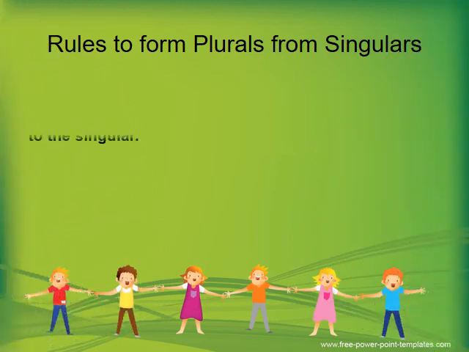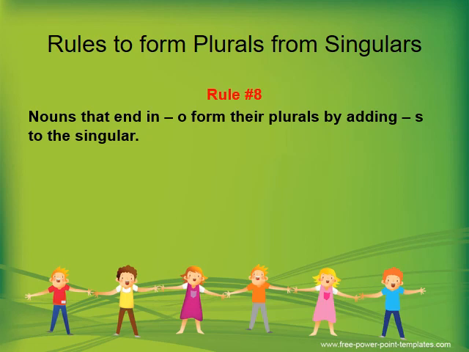Let's come to the next rule, which is rule number 8. It says nouns that end in O form their plurals by adding S to the singular. Let's see with the help of examples. Bamboo. It is a singular noun. When we form the plural of bamboo, we will add S to the singular noun bamboo, and it will become bamboos. So bamboos is the plural of the singular noun bamboo.